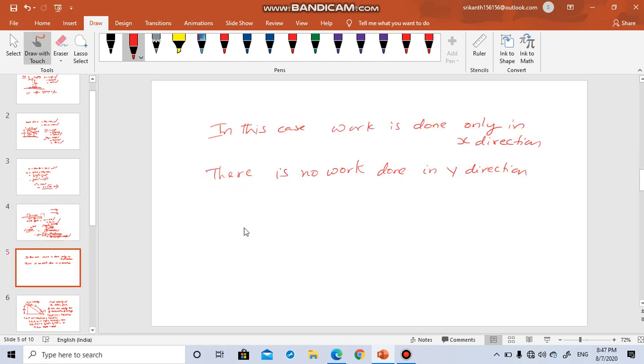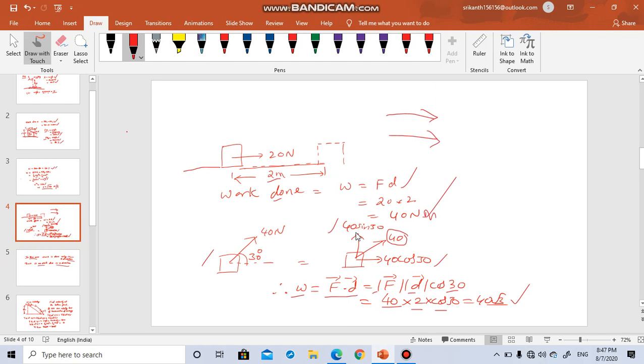In this case, if you observe, work is done only in the x direction. There is no work done in the y direction. You can say, sir, there is a force in the y direction also, no? 40 sin 30. Then is it not doing any work? Now tell me, is the block moving in the horizontal direction or in the vertical direction? The block is moving in the horizontal direction.